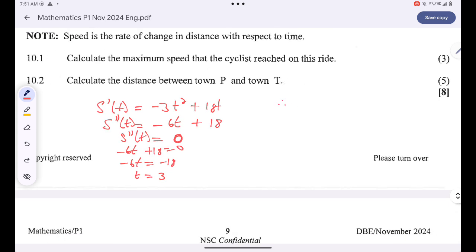So I now know that, okay, for me to find the maximum speed, I just need to substitute this value of t in my speed equation. Plus 18 times 3.